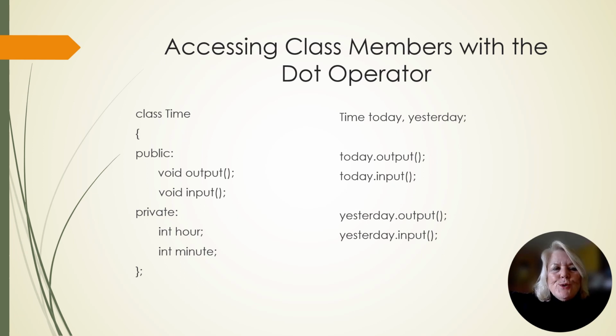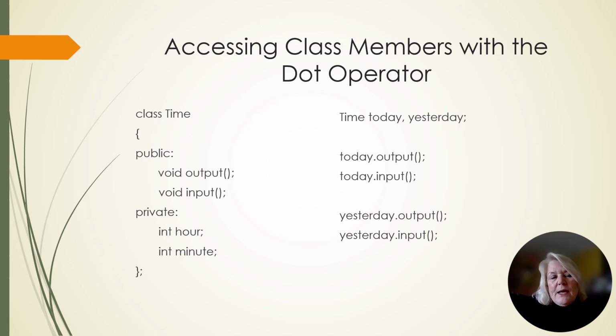This slide shows how public member functions can be accessed. Notice that the private data members cannot be directly accessed. You cannot use, say, today.minute. The private data members can only be changed through class member functions. So the class here is time, and it has two public members, which is output and input. They're both void functions. And it has two private data members, hour and minute.